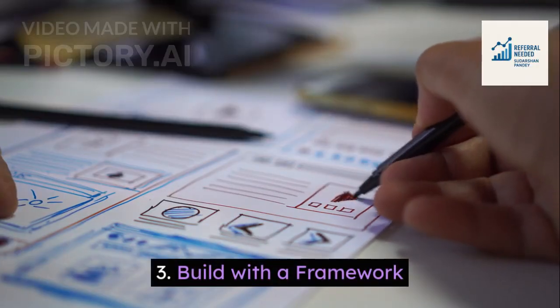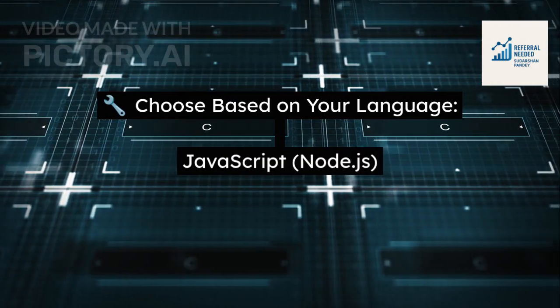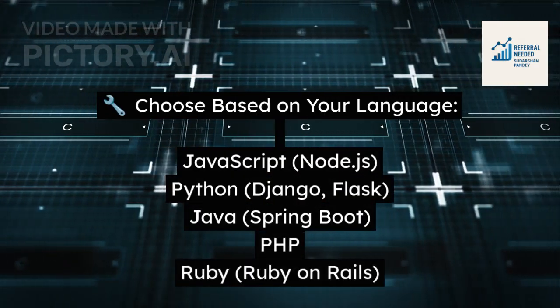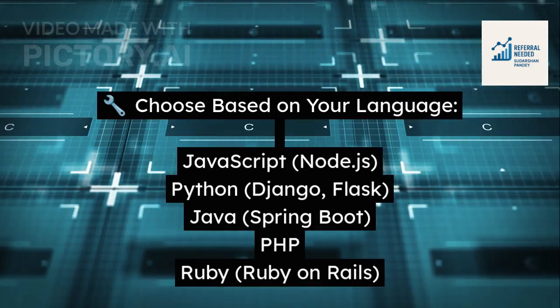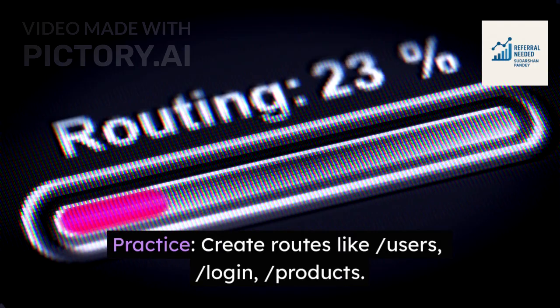3. Build with a framework. Choose based on your language: JavaScript, Node.js, Python, Django, Flask, Java, Spring Boot, PHP, Ruby, Ruby on Rails. Practice. Create routes like users, login, products.